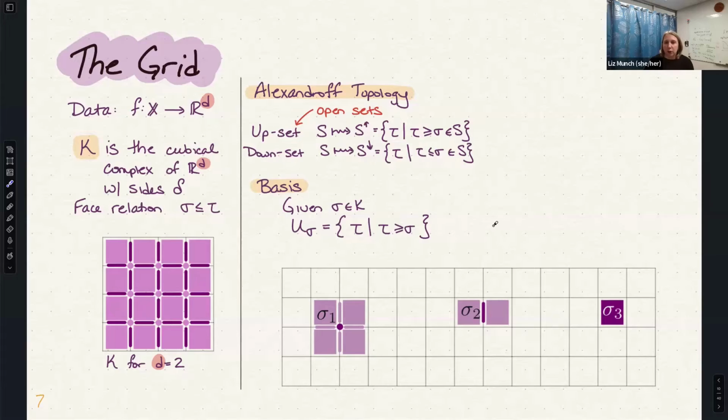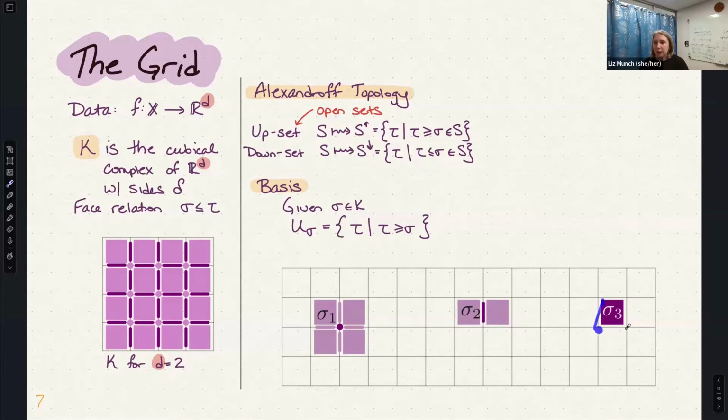Right. So you can also set this up by looking at a basis of this particular topology. The picture down here should sort of make you think about this anyway. The idea is that if you give me any cell in my original cubical complex and take its upset, which I'm going to denote U sub sigma, that is a basis for this topology. So open sets look like the following.